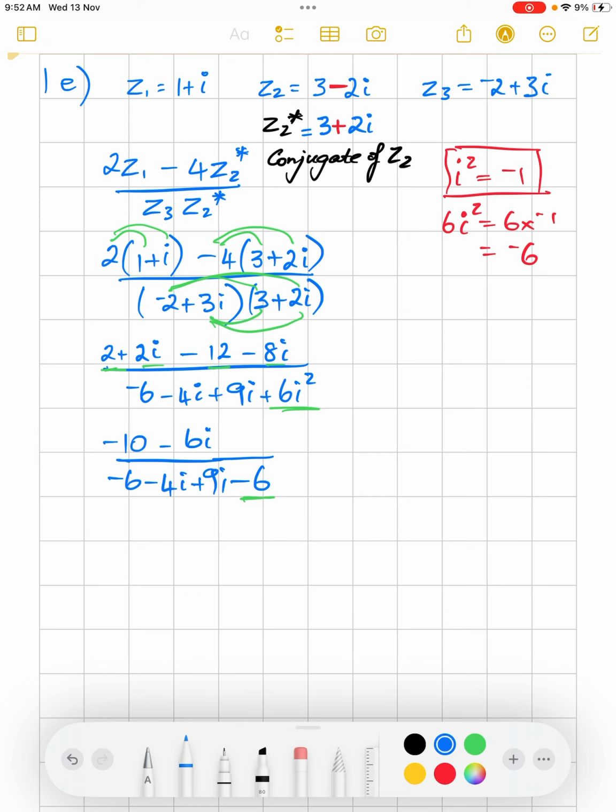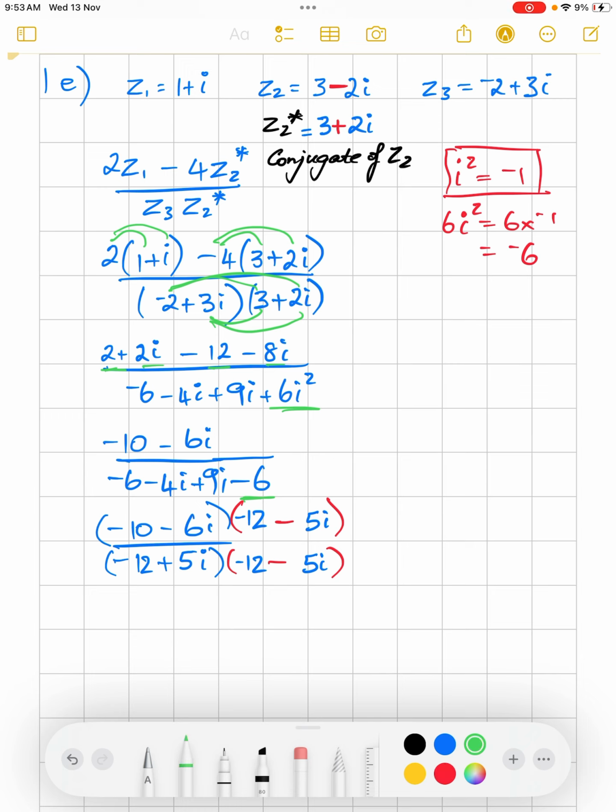And let's simplify now. The numerator still hasn't changed. Now negative 6 and negative 6 makes negative 12. And negative 4i plus 9i is plus 5i. All right, now we've got this complex number underneath. So we're going to multiply the numerator and the denominator by the conjugate of the denominator. The denominator is negative 12 plus 5i. So we will multiply that by negative 12 minus 5i.